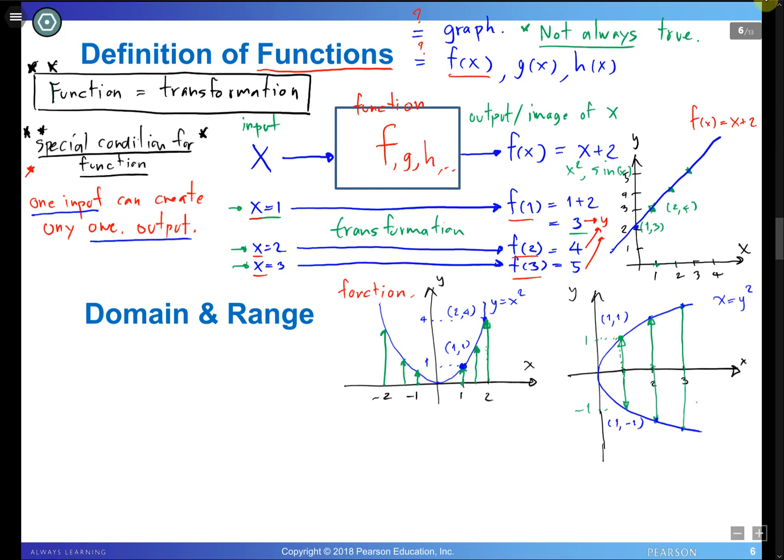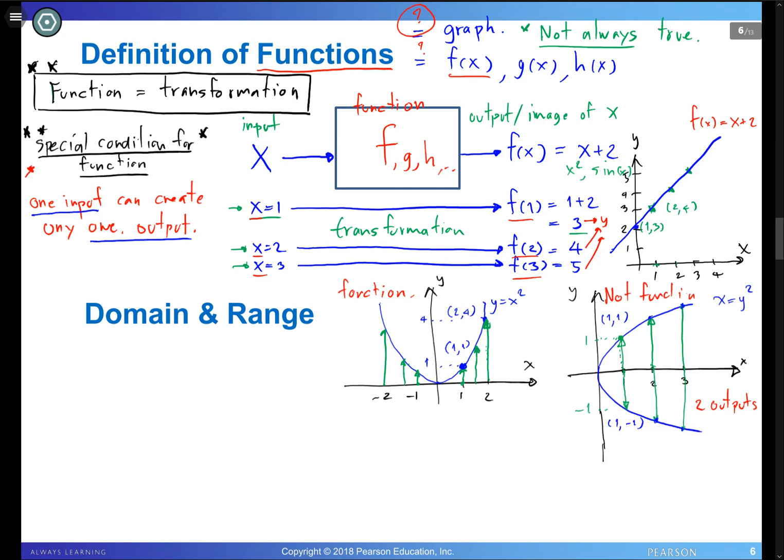So you can say that two outputs from one value of input, which means that this violates the special condition for a graph to be a function, which means that what you see right here, x equal to y squared, is not a function. Not a function. Alright, and as you can see, some graphs are not functions, and that's why I have this question mark right here. Not always. Not all the graphs are functions, just some of them.